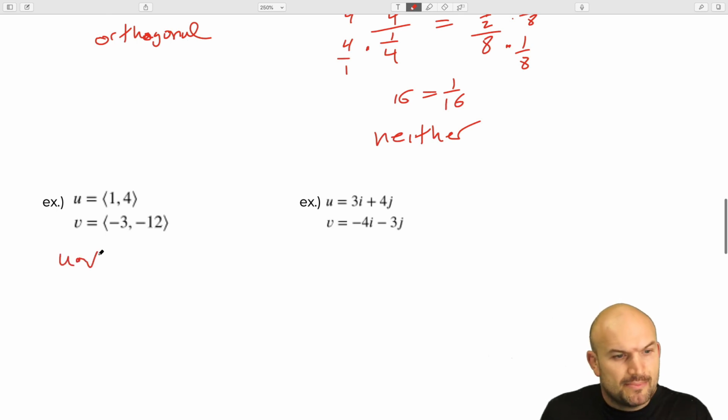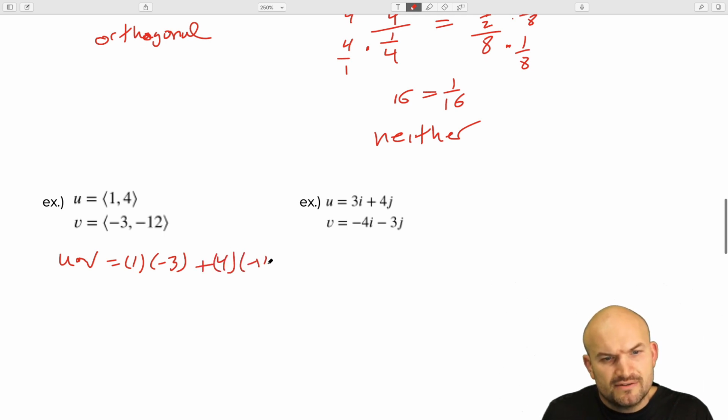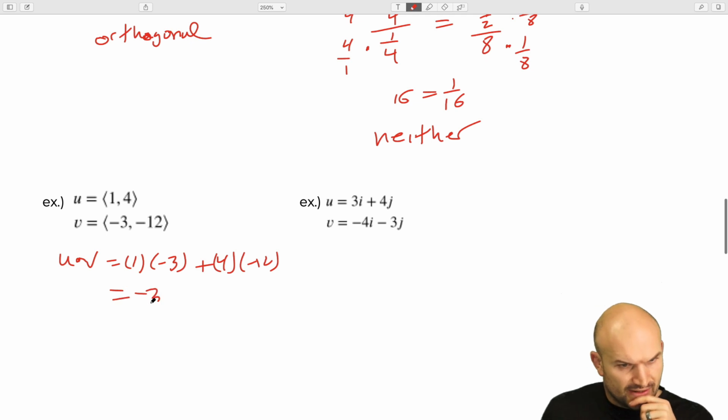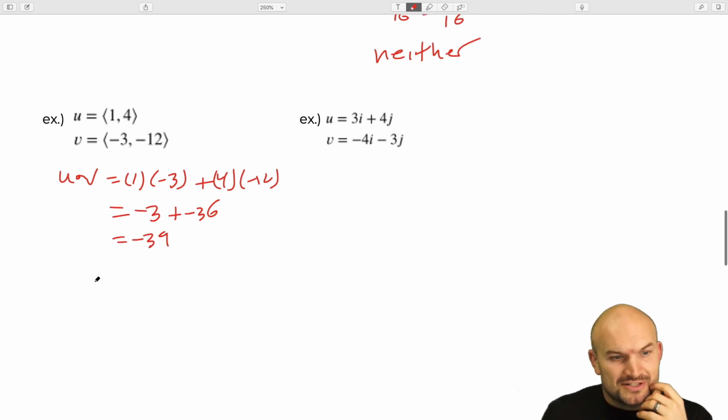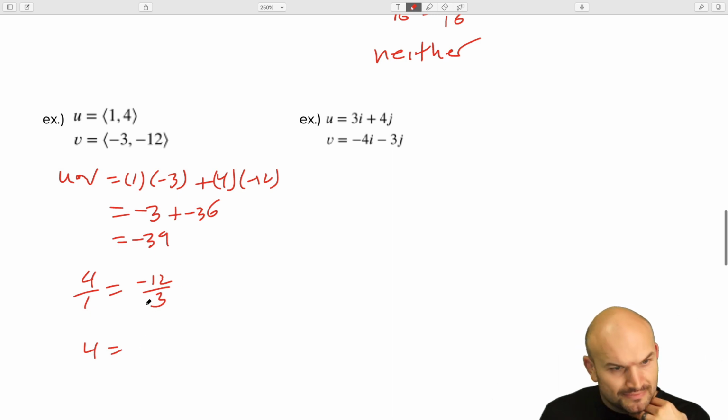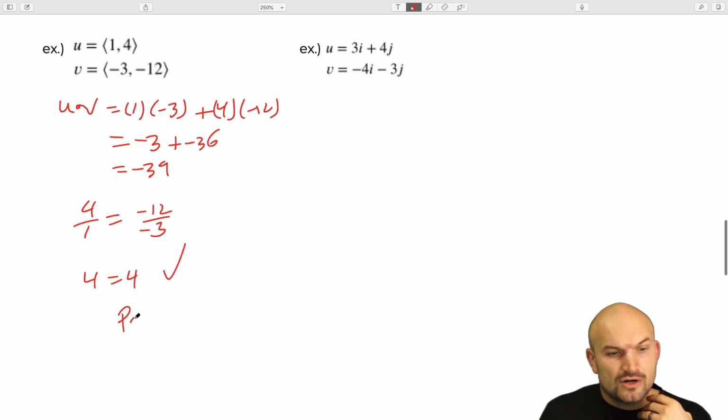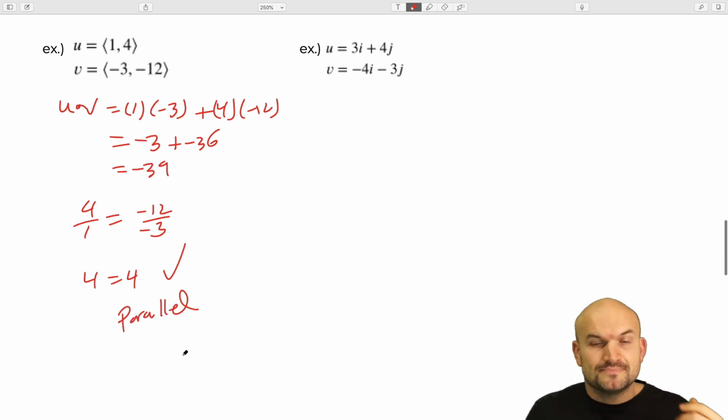So again, check the dot product, u dot v. So that's going to be 1 times negative 3 plus 4 times negative 12. In this case, we're going to have negative 3, and then that's going to be a negative 36. So nope, that's not working out. So that equals a negative 39. Let's go and check the slope. So 4 over 1, is that equal to negative 12 over negative 3? Well, 4 over 1 is 4, and negative 12 over negative 3 is equal to 4. So therefore, we can say that these are going to be parallel.